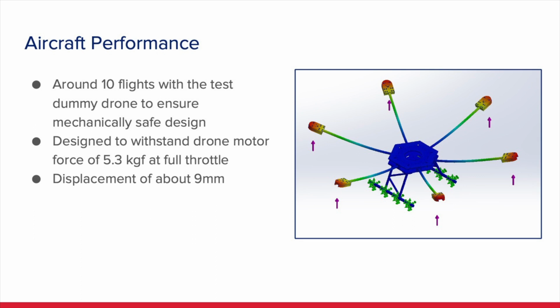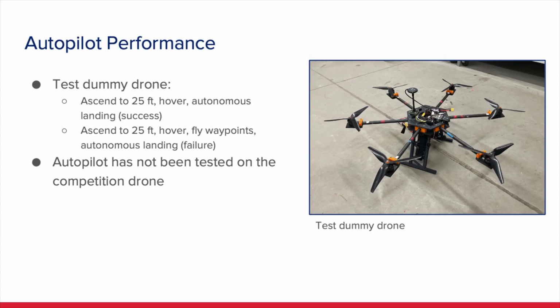If we basically strapped the drone's legs to a table and went full throttle with the motor, the rated force for those motors is 5.3 kilograms of force at full throttle, and the displacement of that would be around 9 millimeters. We conducted 2 tests using our test dummy drone, pictured here on the right. In the first test, we manually flew up to 25 feet, then had the drone hover for a few seconds and autonomously land. We'll see a demonstration of this next.